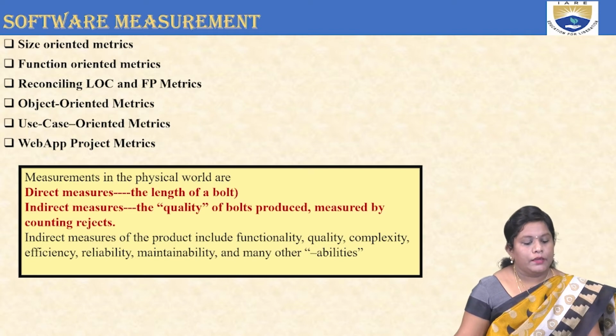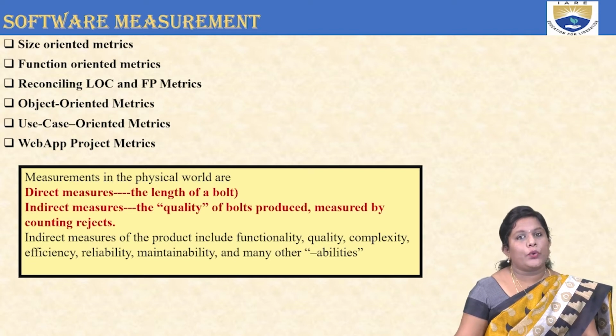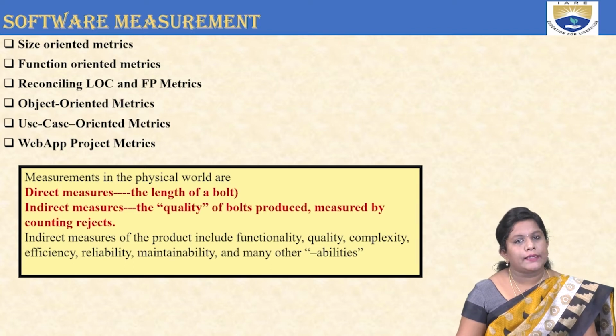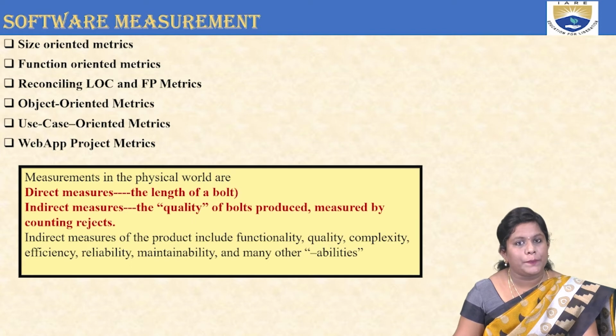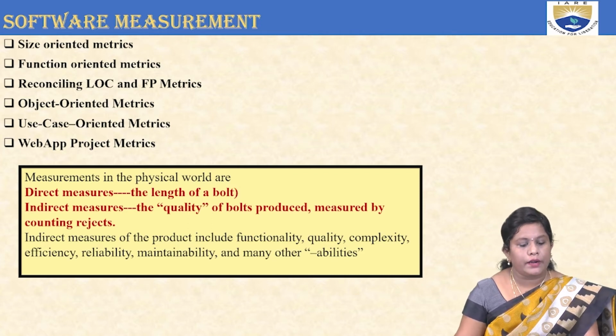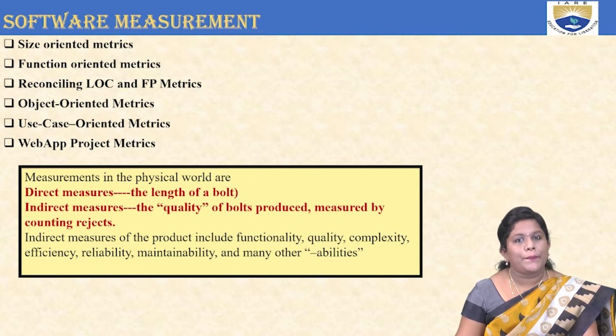The fifth one is the use case-oriented metrics that involve various representations belonging to people, and what are their actions? How are they starting off their actions? How are they communicating with the system? All these things are involved in the use case-oriented metrics. And the last one is the web application metrics that involve the web-related architecture.